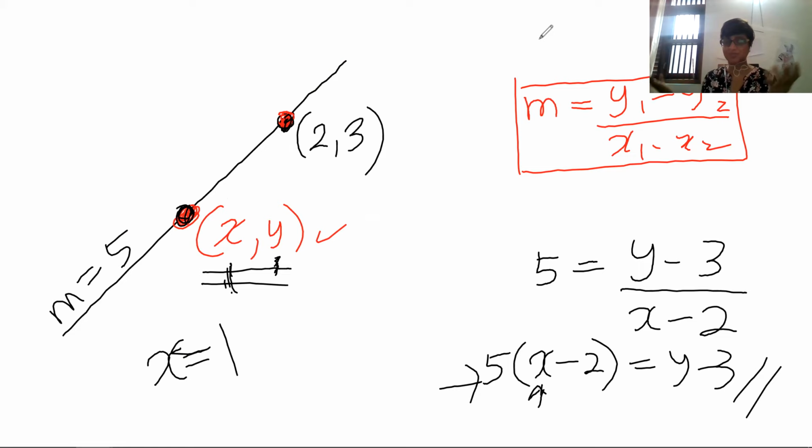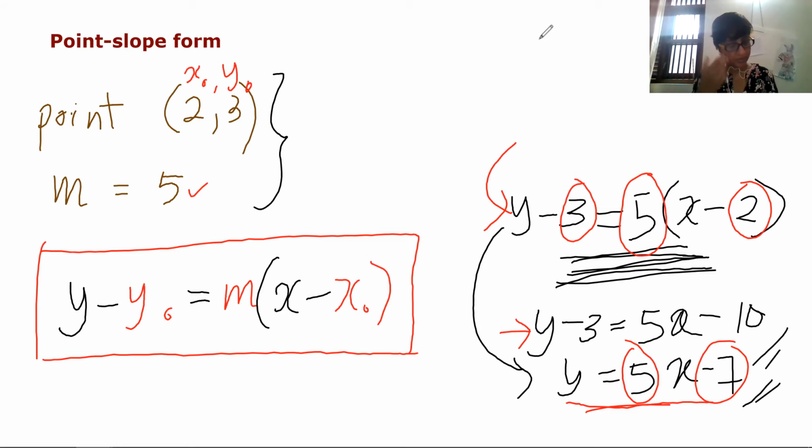Right. Okay. If that is clear, now where were we? I think we just wrote point slope form. Let's write under that, under point slope form, a little one sentence. If we know the coordinates of one point on the line, write in red x naught, comma y naught. That in red.